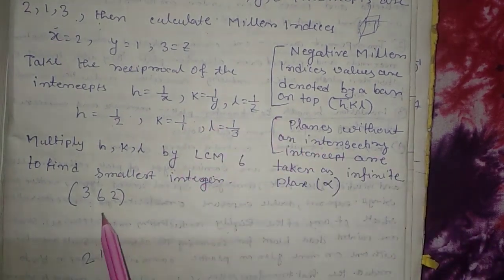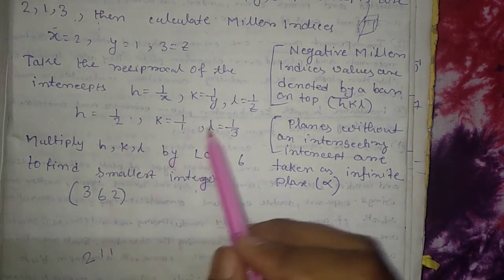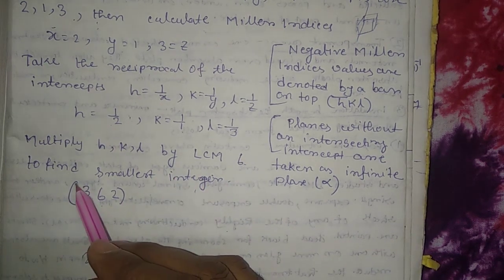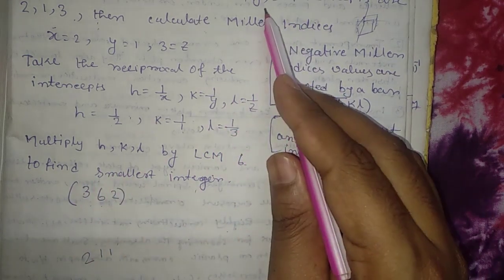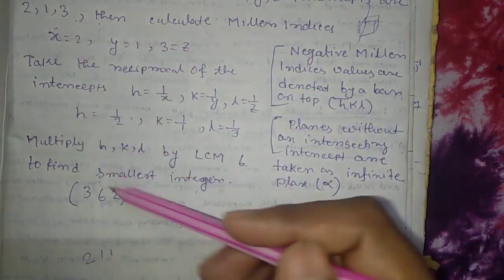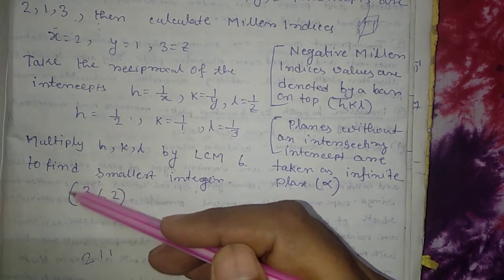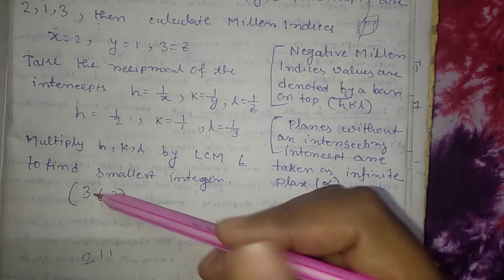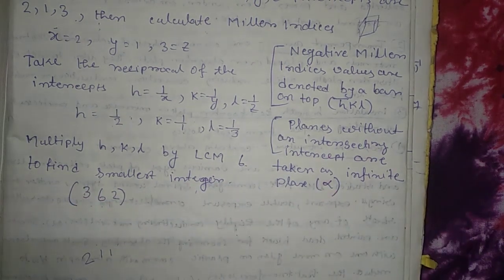So 1/2 into 6 means 3, 1/1 into 6 means 6, and 1/3 multiplied with 6 means 2, and it is represented within the first bracket. So this is the Miller indices for atoms intercepting in the x, y, z directions at 2, 1, 3. The Miller indices will be (3 6 2), and that is written in the first bracket. This is very important, because the first bracket is used to identify the Miller indices for a particular plane.